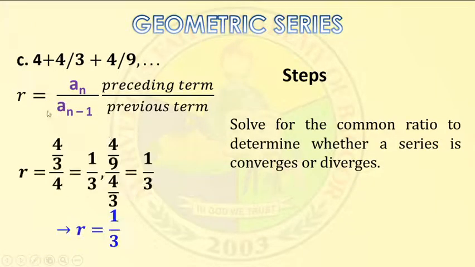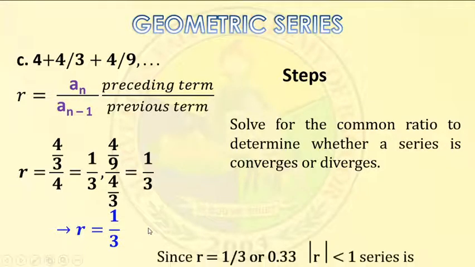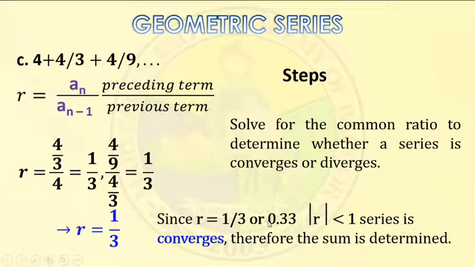Okay, so preceding term is 4 over 3, divide by 4, the answer is 1/3. Okay, next preceding term is 4 over 9, divide by the previous term, 4 over 3, the answer is 1/3. Okay, so we have the value of the common ratio equals 1 over 3. Okay, since the value of the common ratio is 1 over 3 or 0.33, therefore the absolute value of r is less than 1. Therefore, the series converges.